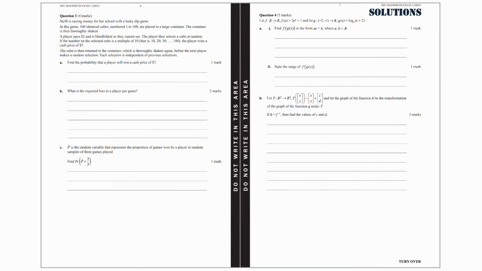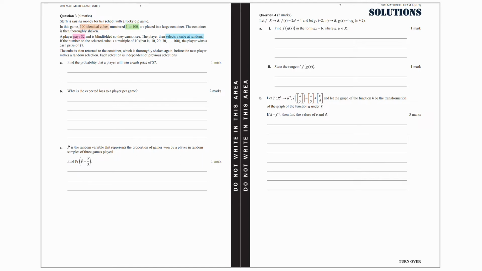Question 3. Steffi is raising money for her school with a lucky dip game. In this game, 100 identical cubes numbered 1 to 100 are placed in a large container. The container is then thoroughly shaken. A player pays $2 and is blindfolded so they cannot see. The player then selects a cube at random.